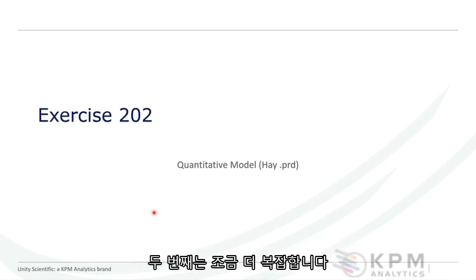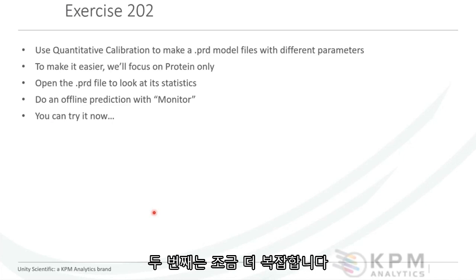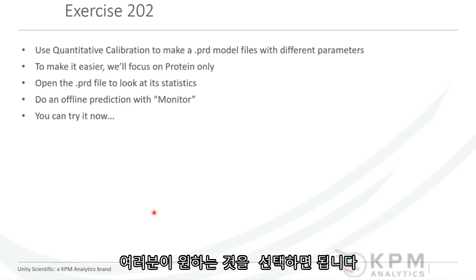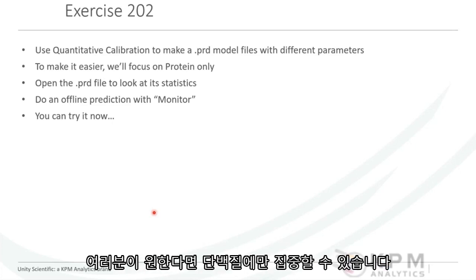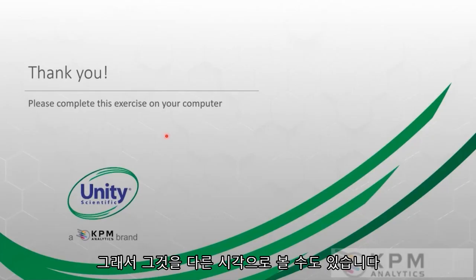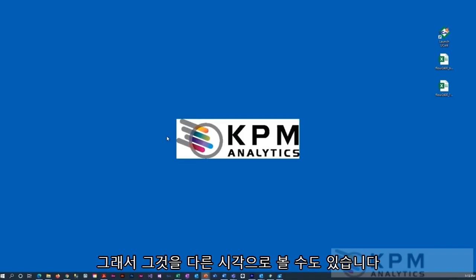For the second one, it's a little bit more complex. We've got a hay model. We've got different parameters that we're asking you to select. If you'd like, and this is up to you, you can focus on protein only. And once you've made the PRD, go in and look at the statistics and do an evaluation with monitor, okay? So it's a slightly different way to look at it.